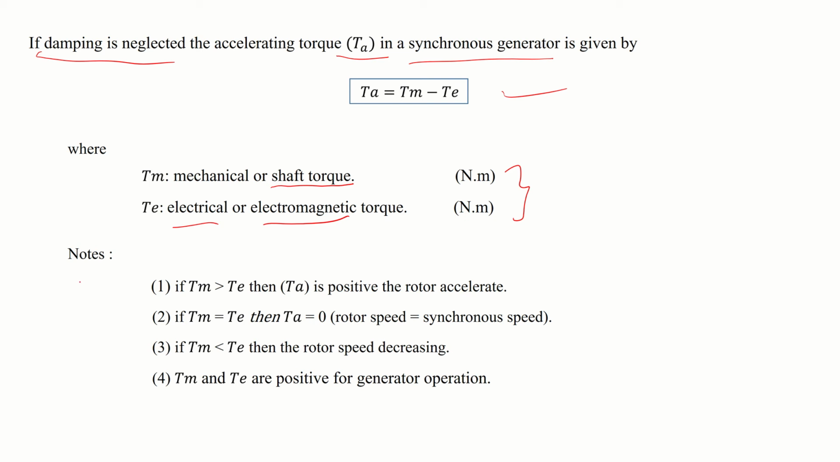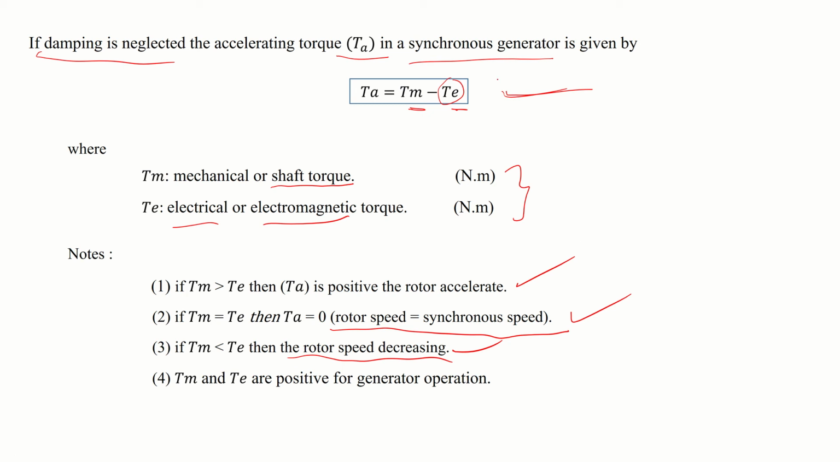Okay, so we have some notes from this equation. If the mechanical torque is larger than the electrical torque, that means you will get a positive acceleration torque, so the rotor speed is increasing. If both of them are equal, that means the acceleration torque is 0, and then the rotor speed equals synchronous speed. If the mechanical torque is less than the electrical torque, that means the speed is decreasing, because you will get a negative acceleration torque. Okay, so the rotor speed is going to decrease. Both of them are positive for generator operation.